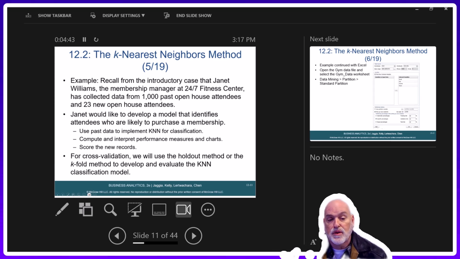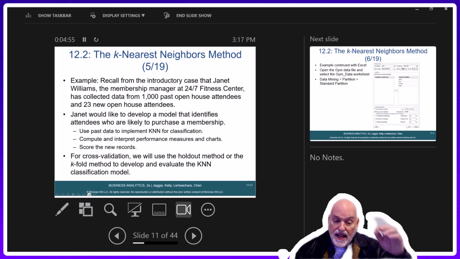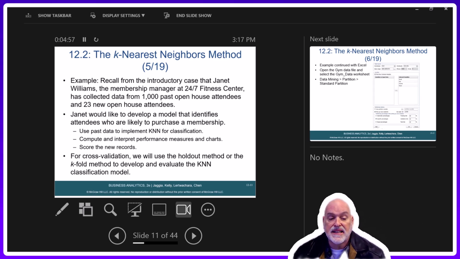Example. Recall from the introductory case that Janet Williams, the membership manager at 24/7 Fitness Center, has collected data from 1,000 past open house attendees and 23 new open house attendees. Janet would like to develop a model that identifies attendees who are likely to purchase a membership. Use past data to implement KNN for classification, and compute and interpret performance measures and charts. And lastly, score the new records.